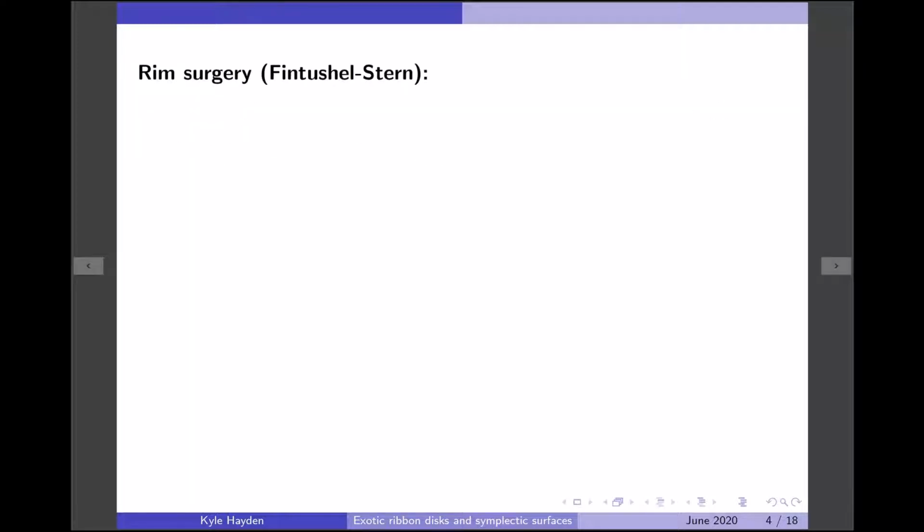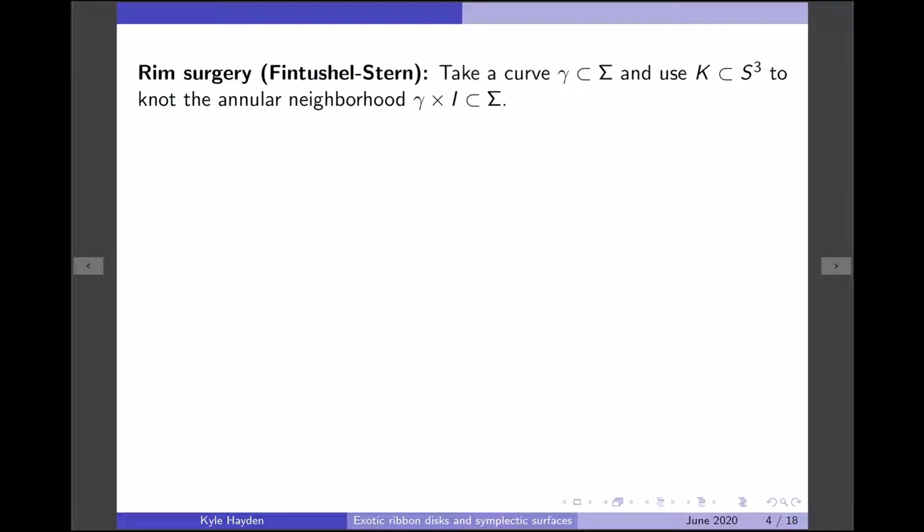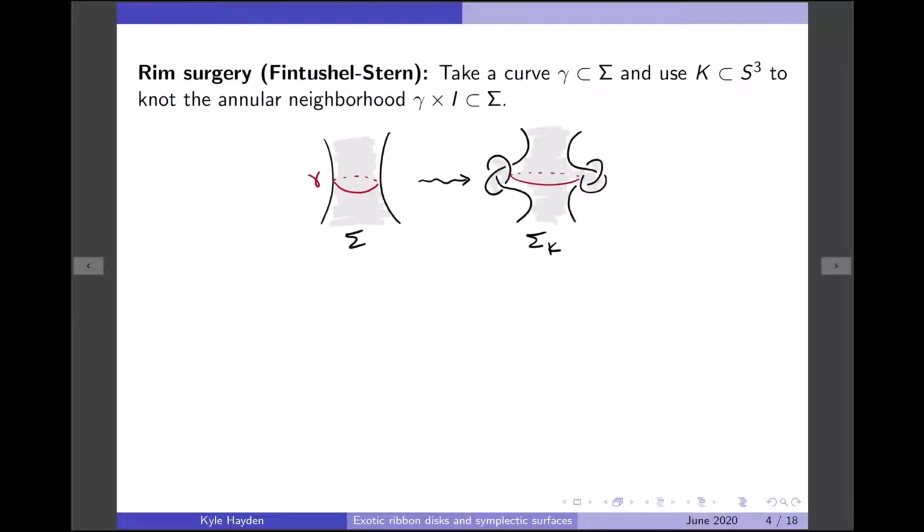So there's a rich history for the study of exotic surfaces. But one of the most important constructions is the rim surgery construction due to Fintushel and Stern. Now the rough idea here is to start with some existing surface Sigma and choose some simple closed curve gamma inside of Sigma. And what we'll do is take an annular neighborhood of that curve gamma and use some knot in the three-sphere to knot up that annular neighborhood. And so we get this modified surface Sigma_K, which we've depicted cartoonishly on the slide. And the question is, how does the surface compare to Sigma?